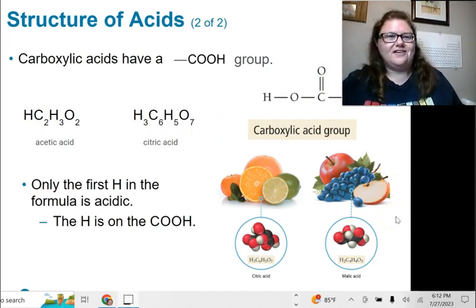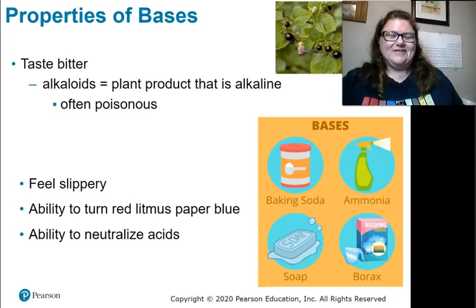Not too critical here, but if you're planning on taking organic chemistry in the fall, you'll get to draw a lot more of those. Okay, bases.